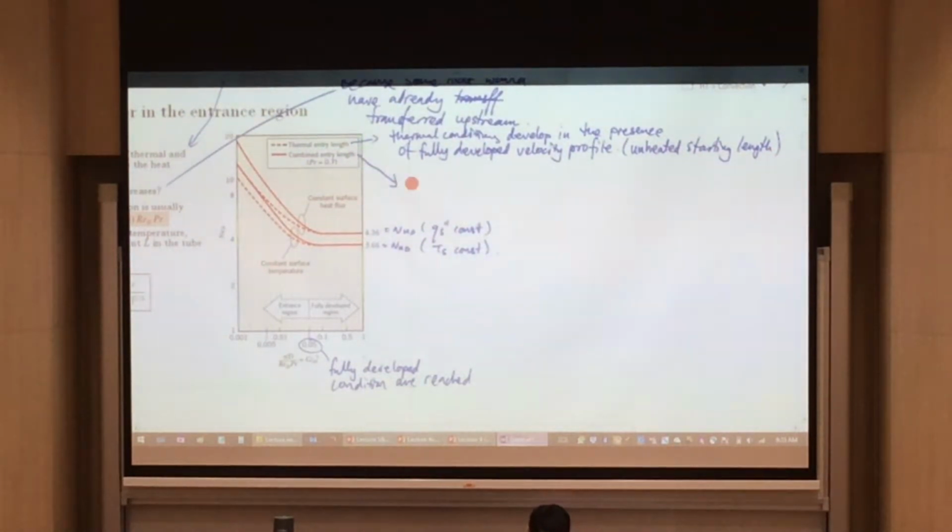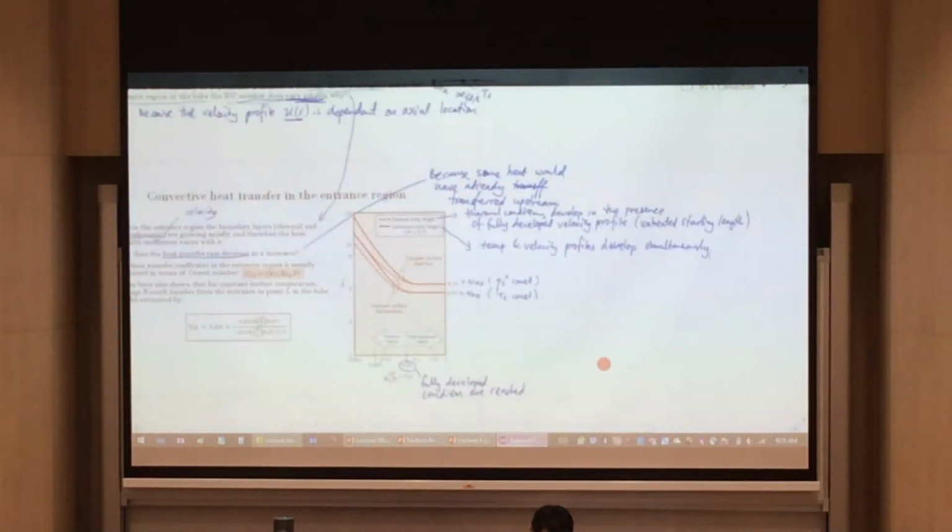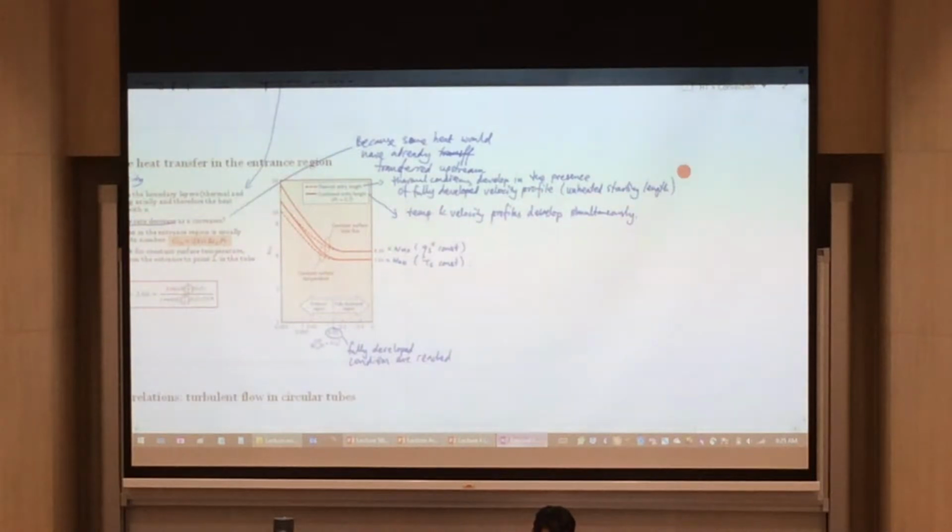For the combined entry length, what it means is the temperature and velocity profiles develop simultaneously. Now, these are words, but what does it mean? It means that if you have your pipe system, and if this is a region of your fully developed flow, your heating actually starts from over here.